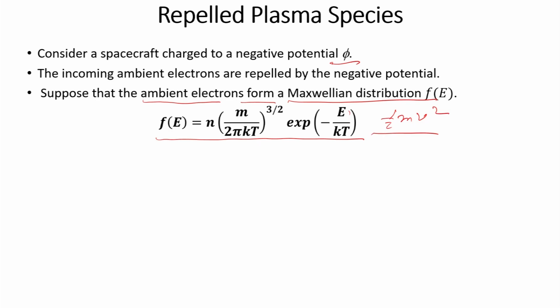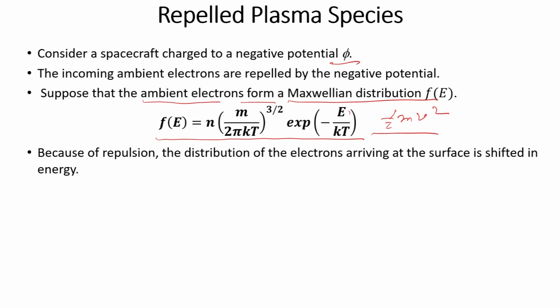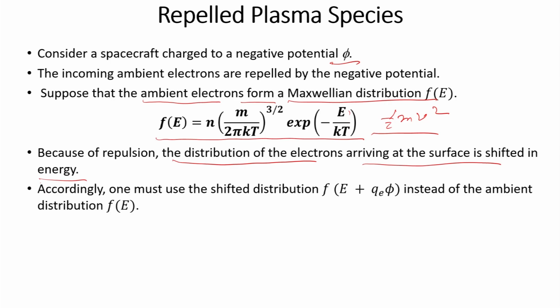I can write in terms of velocity also. So, velocity means this E, I will replace by this term. Now, because of the repulsion, the distribution of the electrons arriving at the surface is shifted in energy. So, this E will be shifted by the energy q phi. Let us see how it is done.